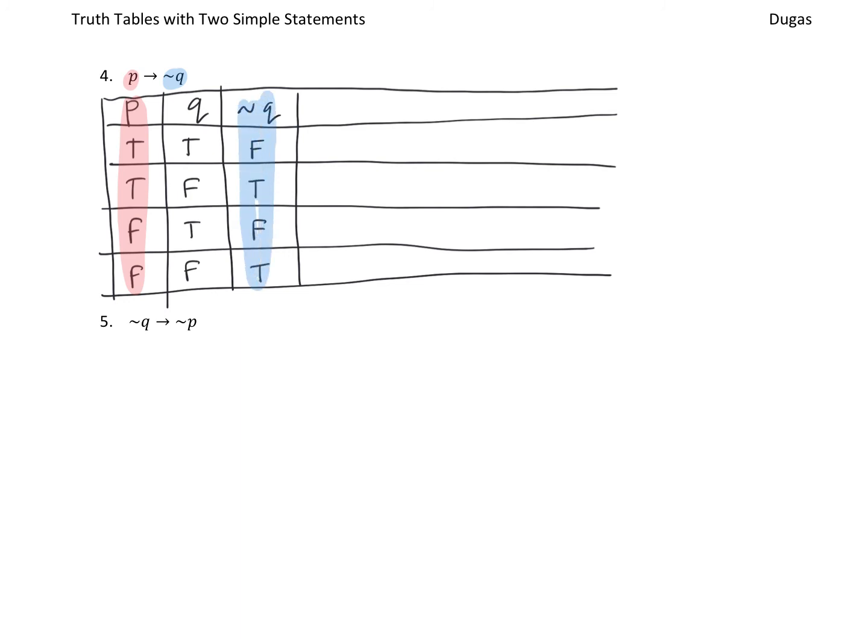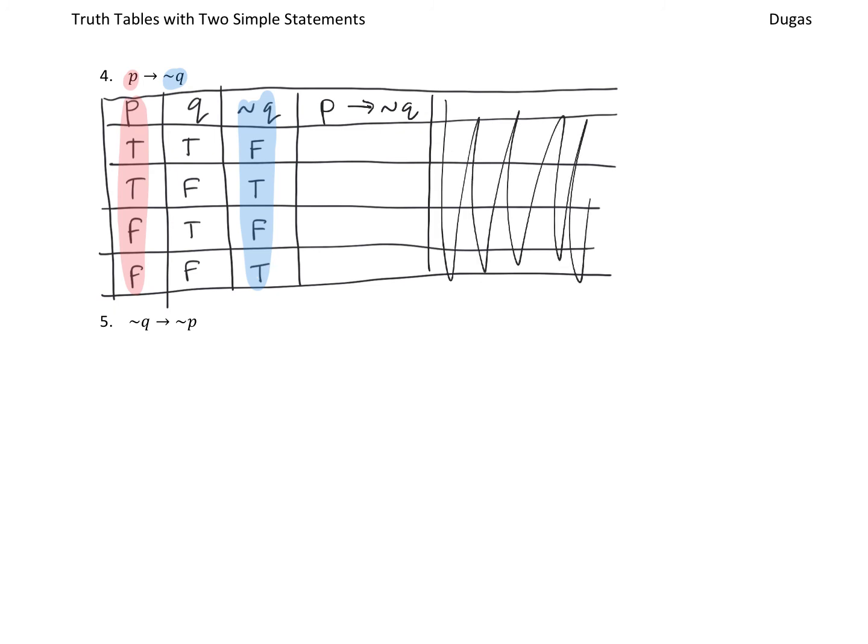So now I can look at the conditional statement together. So P implies not Q. That's where I wanted to get, so I don't need the rest of my truth table. The conditional statement. Now let's go back up.